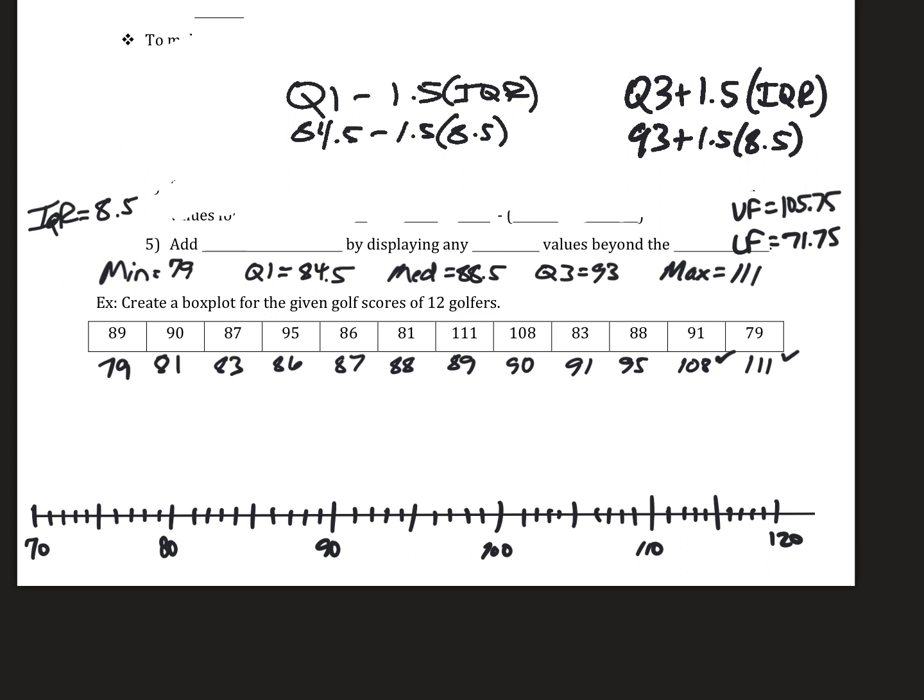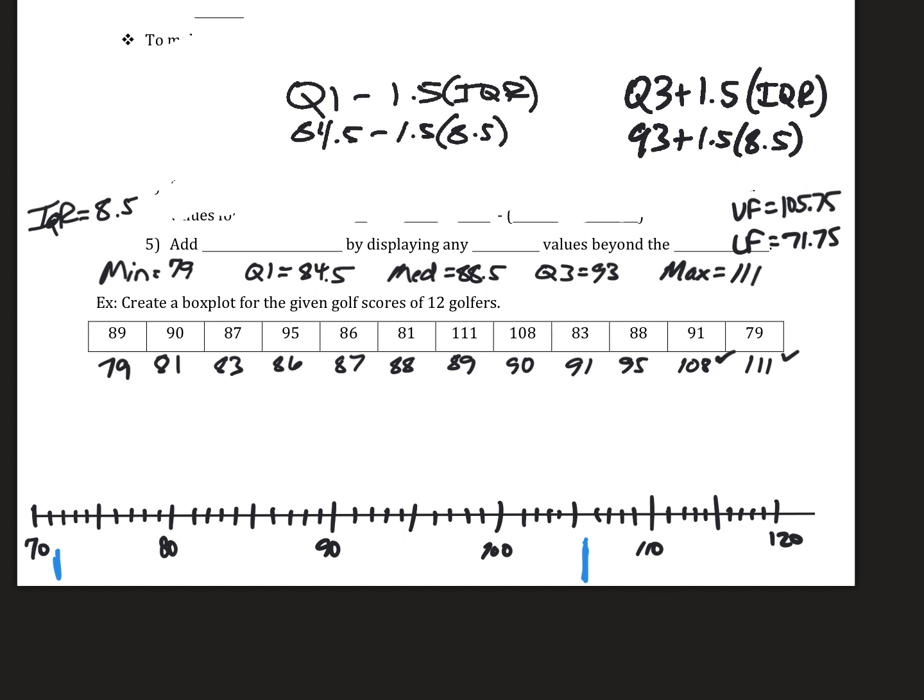Okay, so I know my upper fence, and I'm going to put this as a blue dotted line. My upper fence is 105.75, which is right there. My lower fence is 71.75, which is right there. So any number above 105.75 is considered an outlier.